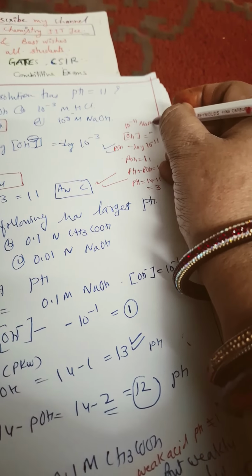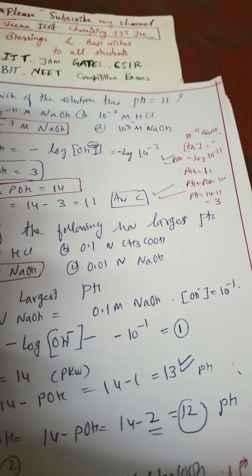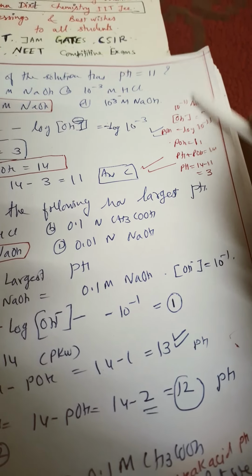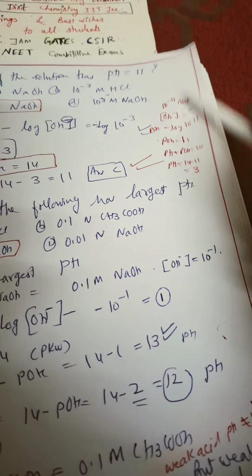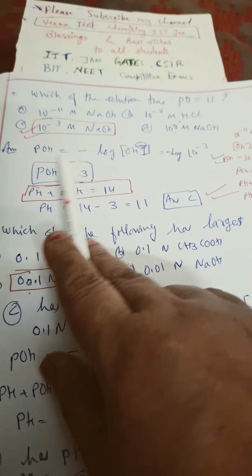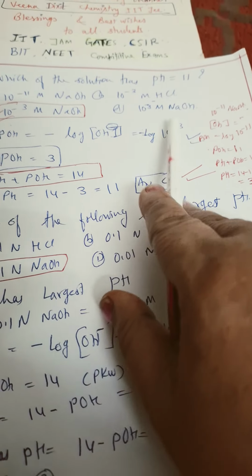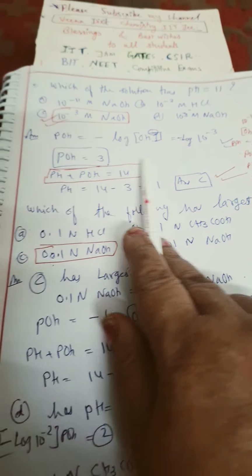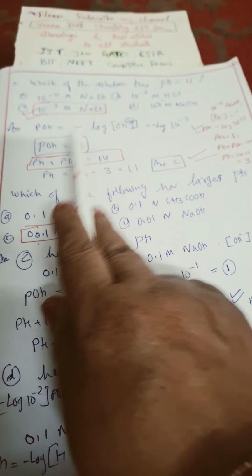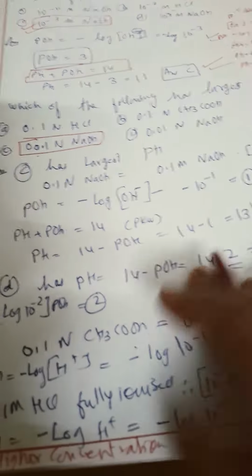Why? Because it is written NaOH, but water molecules already give 10 to the power minus 7. So if it is 10 to the power minus 11, the solution is not alkaline because of this. Now I selected this one. pOH is equal to minus log of OH concentration, that is minus log of 10 to the power minus 3. So pOH is equal to 3, and pH plus pOH is 14, so pH is 11. This is correct because they are asking which has pH 11.